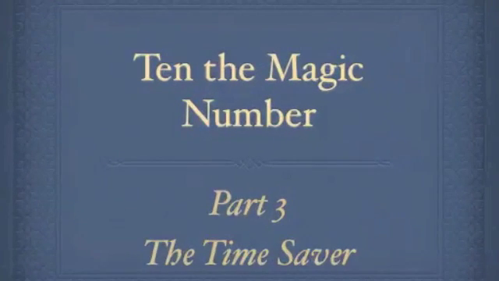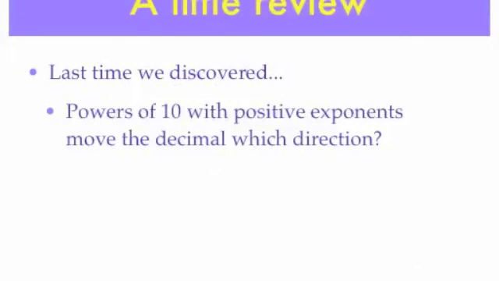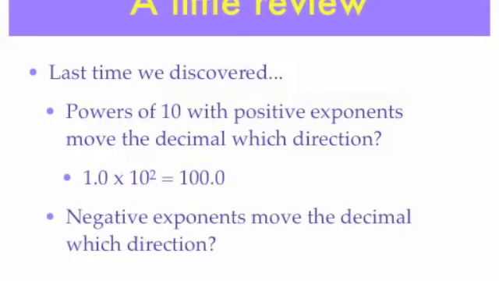Let's find the magic number here at 3, with a little review. Last time we discovered powers of 10 with positive exponents move the decimal in which direction? 1.0 times 10 to the second equals 100. Which direction did the decimal point move? Negative exponents move the decimal in which direction?